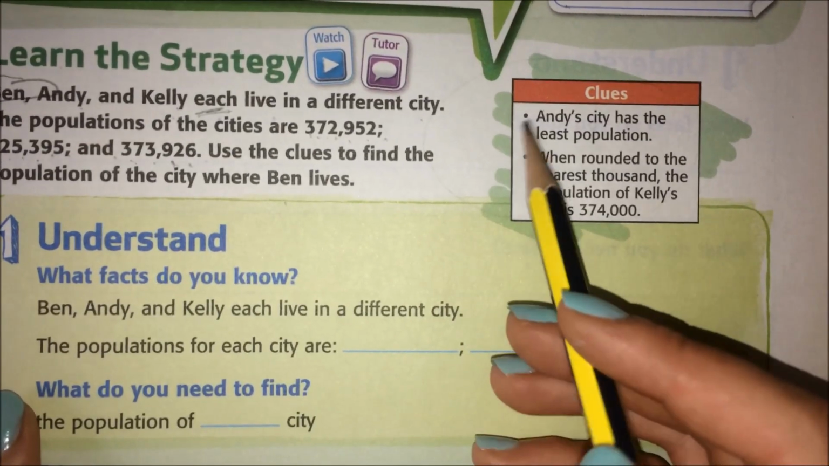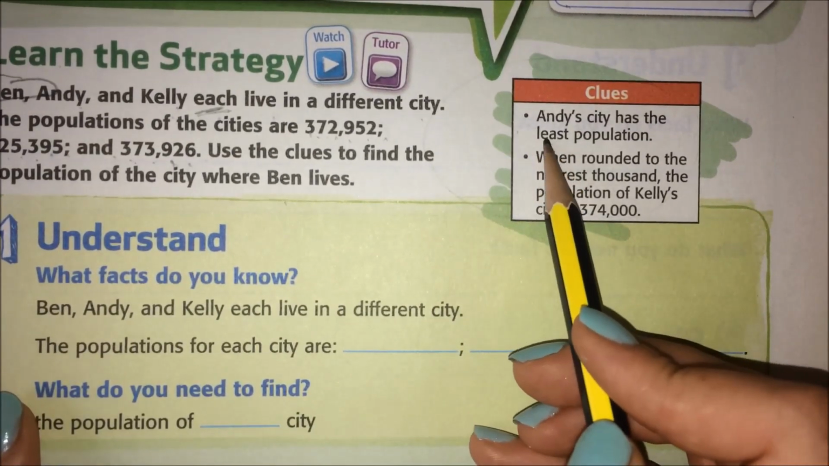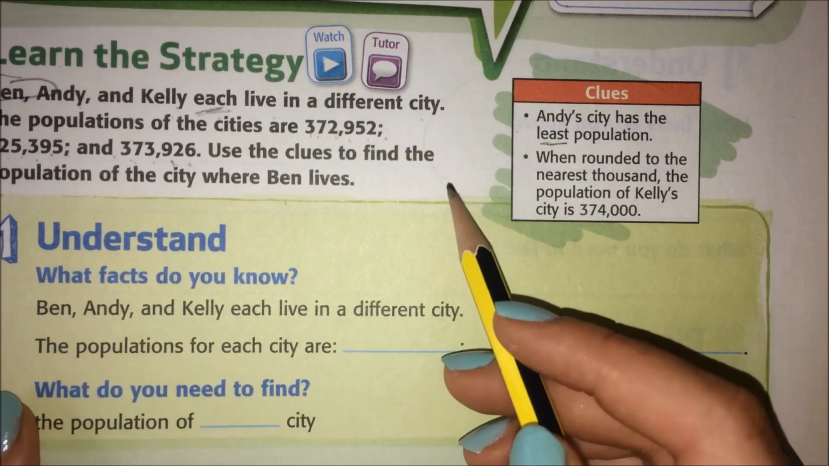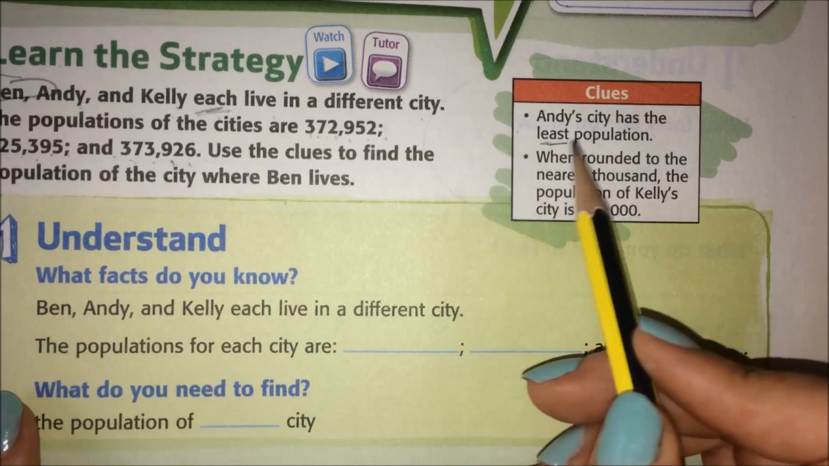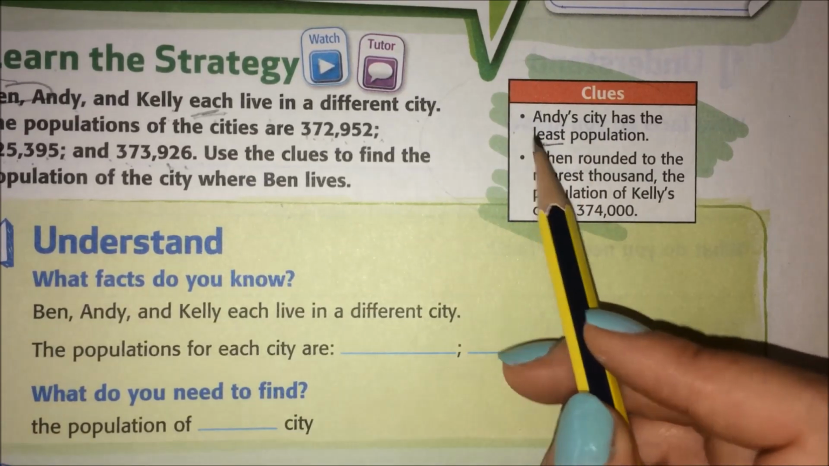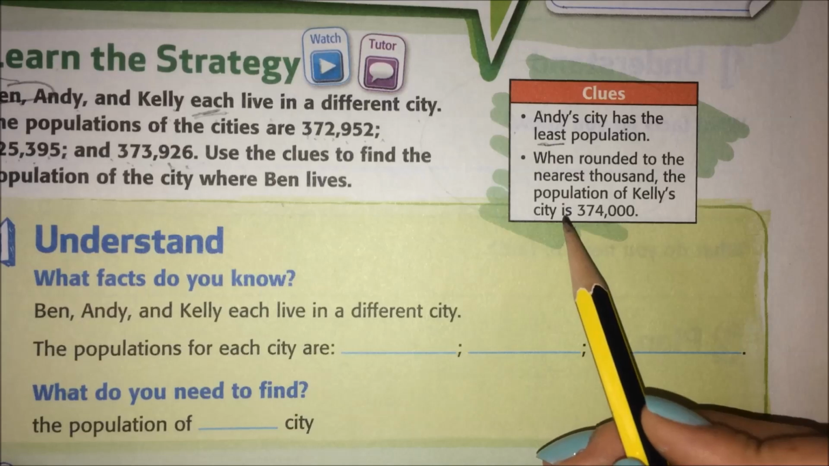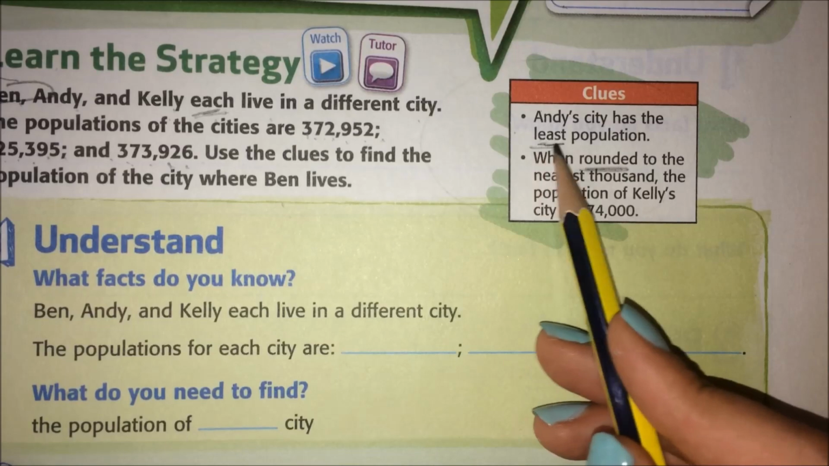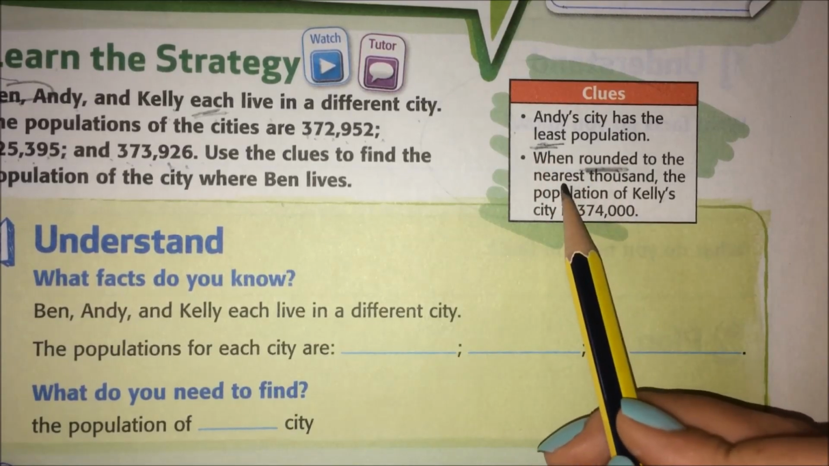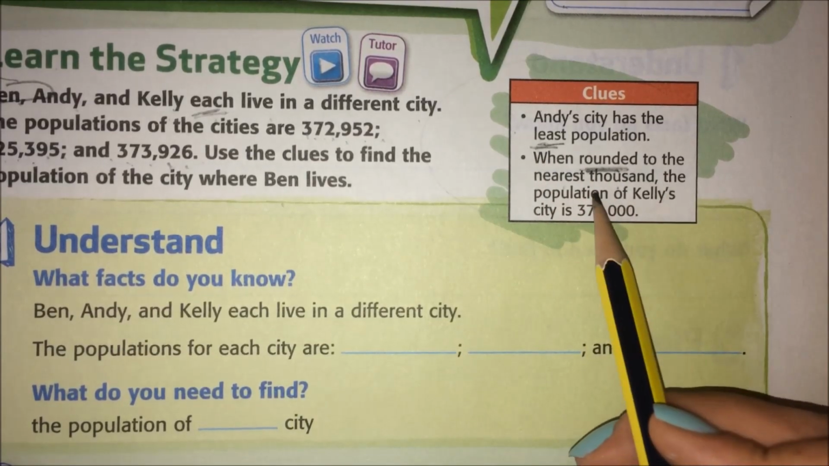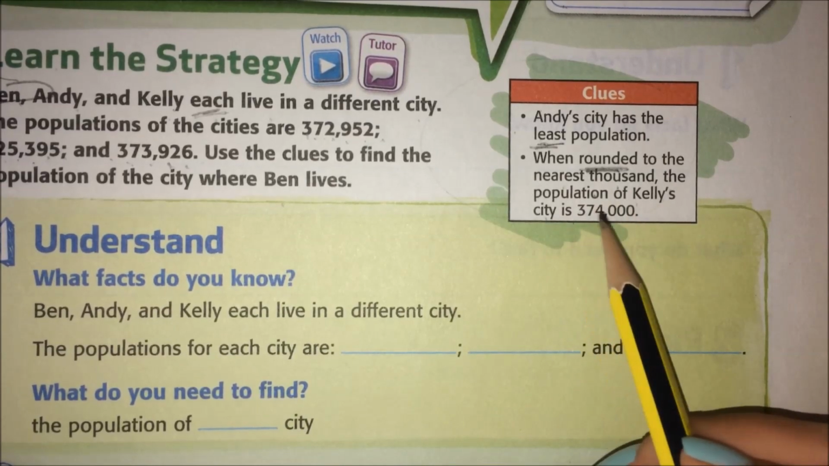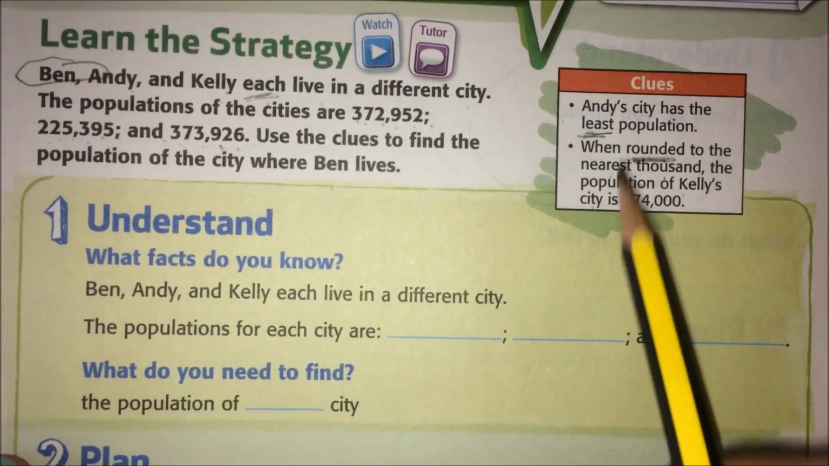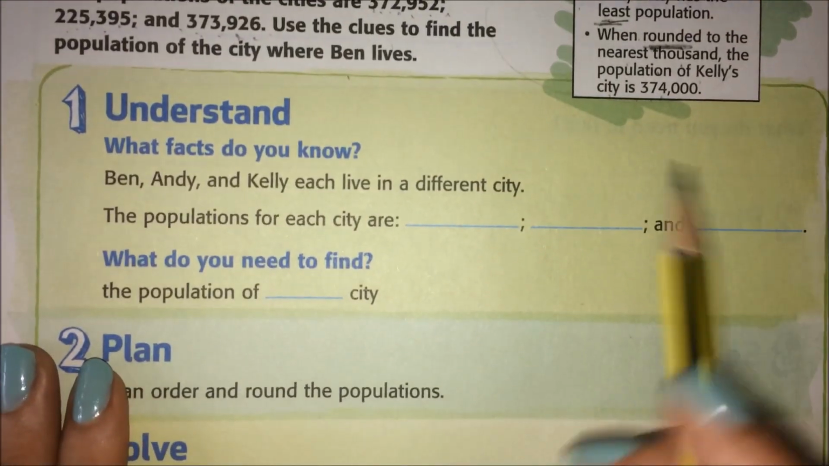Okay, let's take a look at the clues. Andy City has the least population. Okay, so whenever I hear the word least, I'm thinking greatest to least, least to greatest. So it's going to be something about ordering. When rounded to the nearest 1,000, okay, so we're also working on rounding. So we're working on ordering and rounding. To the nearest 1,000, the population of Kelly City is 374,000. Okay, so that's what our clues are. These are the problems. Now let's move to understand.